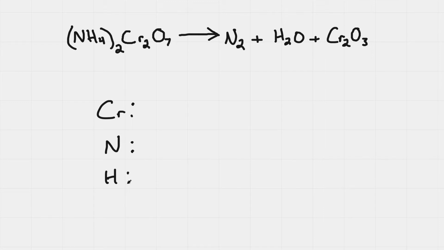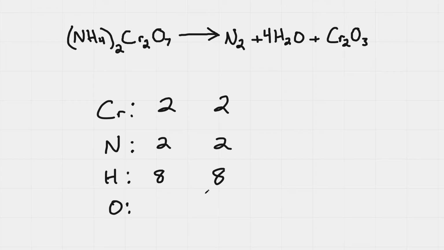We have 2 chromium on the left. How many on the right? It has a subscript of 2, so chromium is balanced. Nitrogen. Remember the subscript distributes to that nitrogen. So we have 2 on the left, and we just happen to have 2 on the right as well. Then with the hydrogens, we can see that 2 times 4 is 8. On the right side, notice that in the water molecule, we only have 2. So we need a coefficient, a multiple, that will yield 8 hydrogens. And that multiple is the number 4. So 4 times 2 is 8 on the right, and then 2 times 4 is 8 on the left.